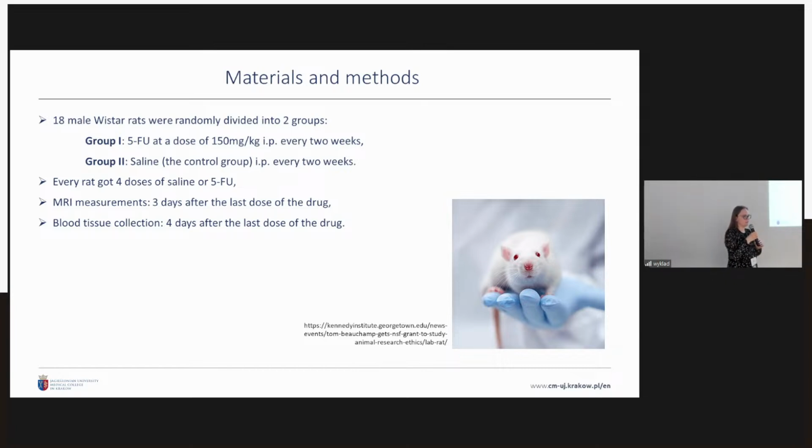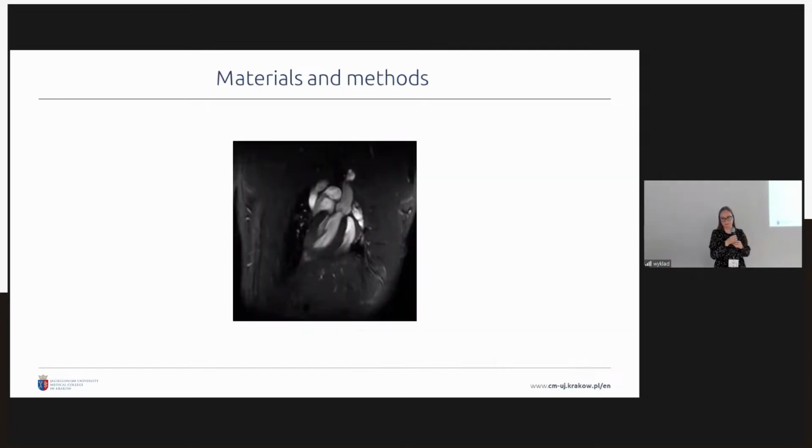In total, every rat got 4 doses of the drug or saline, and the magnetic resonance imaging measurements were conducted before the administration and 3 days after every dose, and the blood samples were also collected before the administration and 4 days after every dose of 5-fluorouracil or saline. The good quality of obtained MRI records allowed us a precise analysis of crucial parameters, and this is an example of that image.